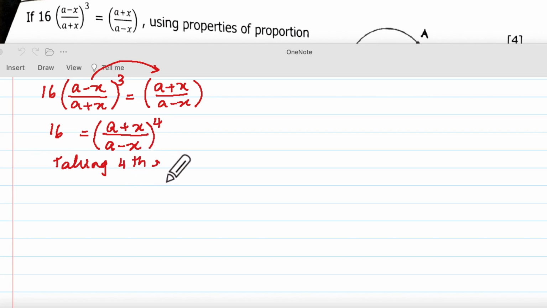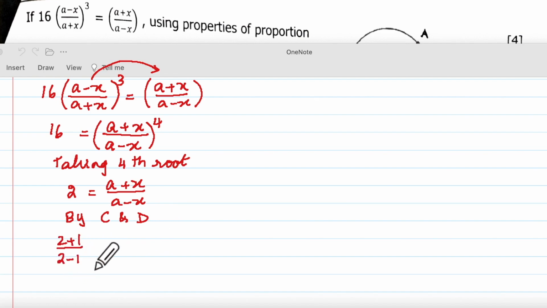If I take the fourth root of both sides, I will have, this is 2 to the power 4. So I'll have 2 as the fourth root, and here A plus X upon A minus X. Now we have to use componendo dividendo. So by C and D, you will get 2 plus 1 upon 2 minus 1, and on the right hand side it would be A plus X plus A minus X upon A plus X minus A plus X.